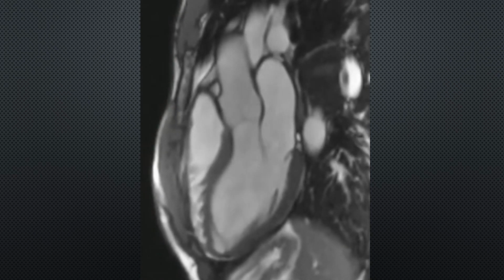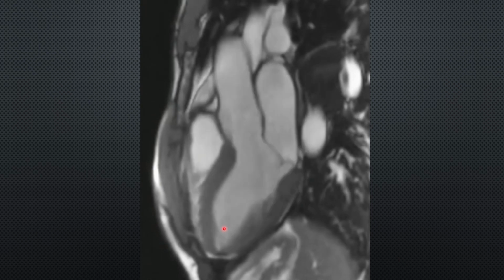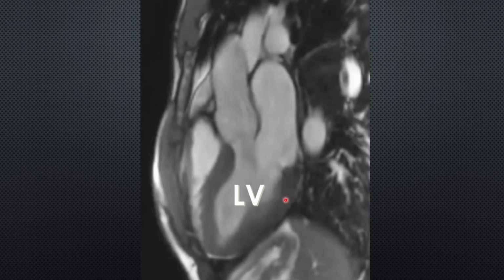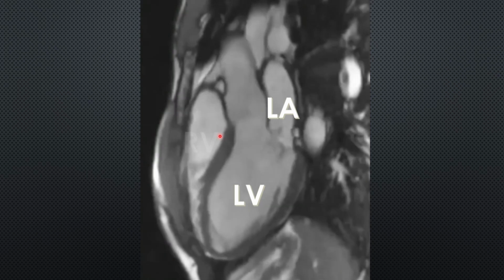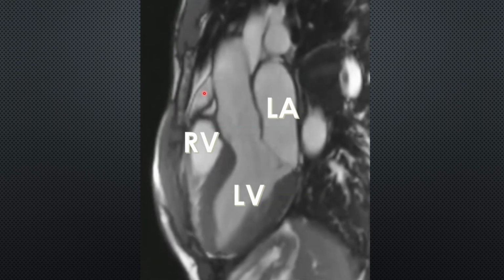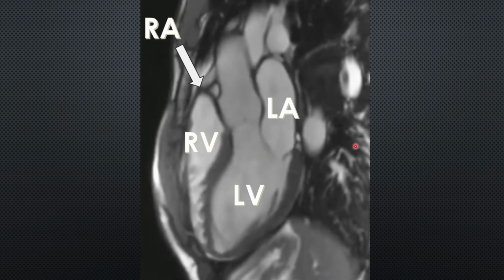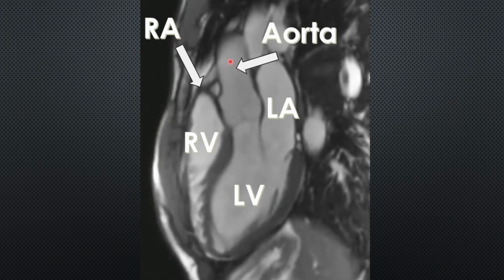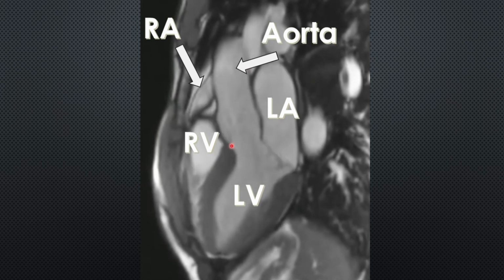We'll start by identifying some structures. The large chamber on the bottom is the left ventricle. Immediately above it is the left atrium. We're seeing a little bit of a slice of the right ventricle here, and the right atrium is barely visible during diastole up over here. We also have the aorta, the large exit structure coming out of the left ventricle here. You can see the aortic valve right there.